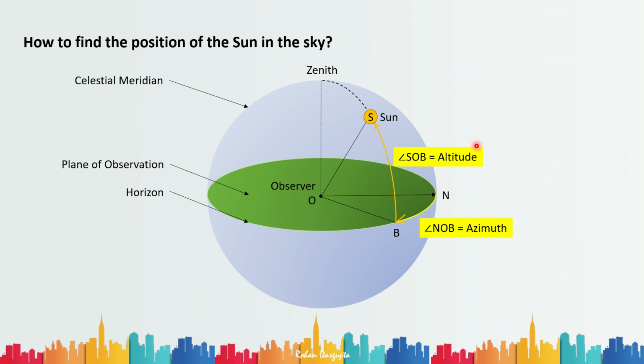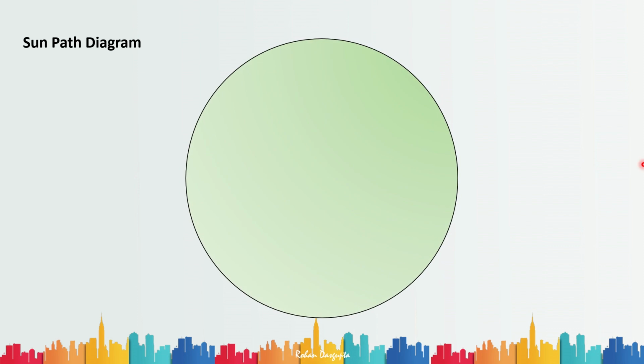Now, with this information that we have gathered, how about if we can represent the entire path of the sun on one diagram? That is nothing but the sun path diagram. Now, please see that. Imagine that your eye is at the zenith and you are looking down at the plane of observation.